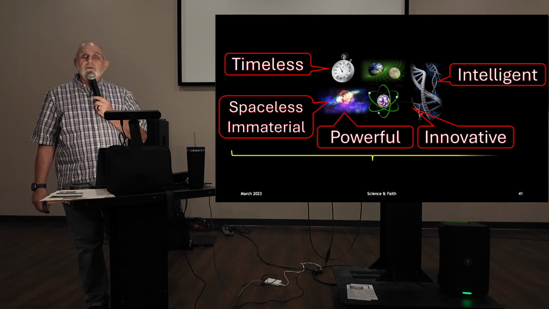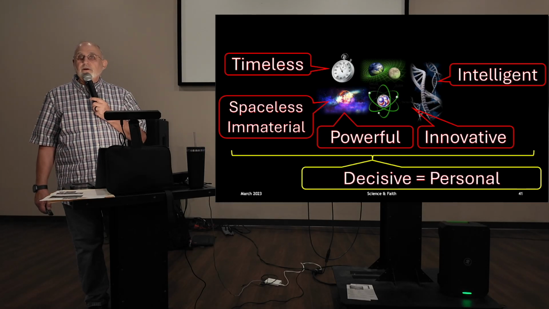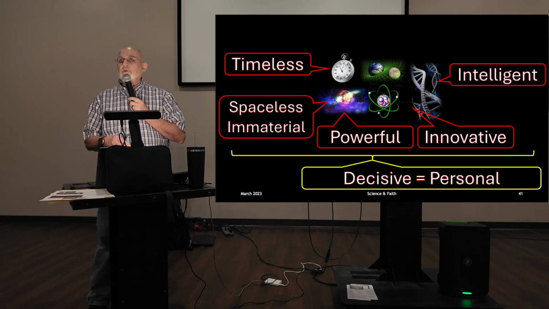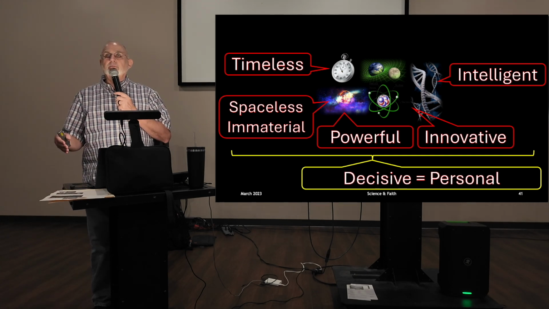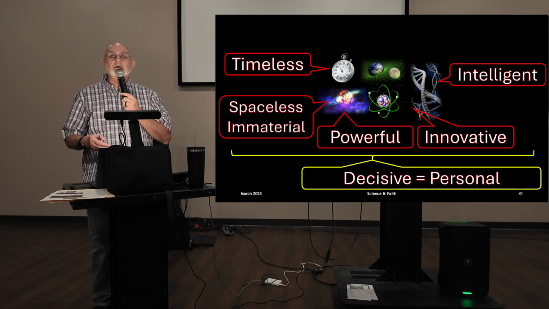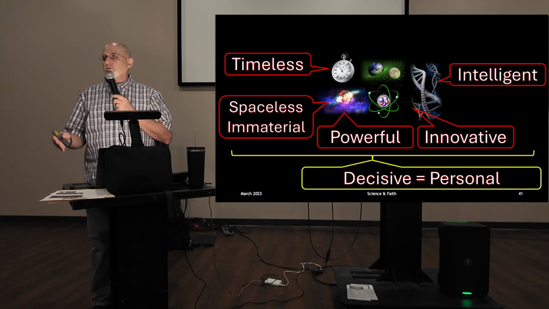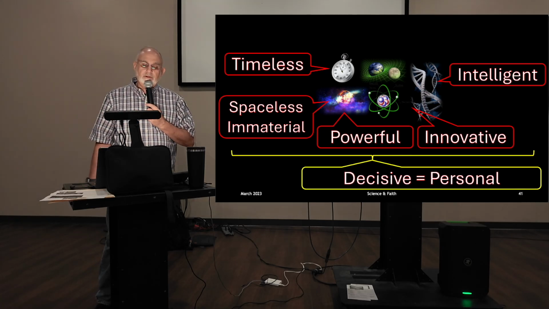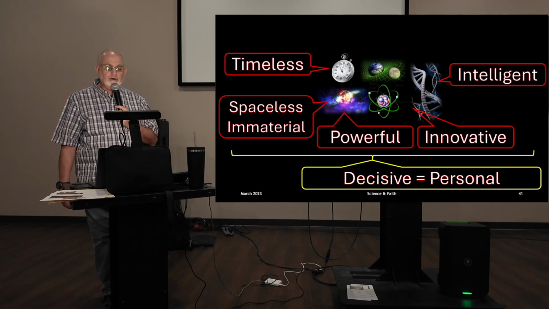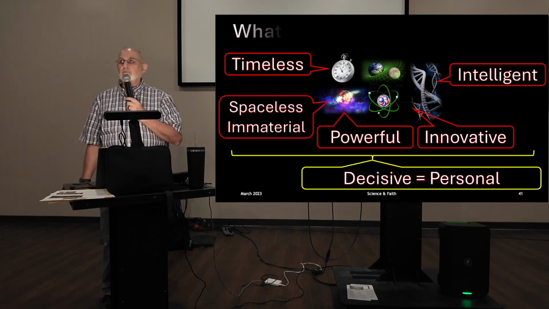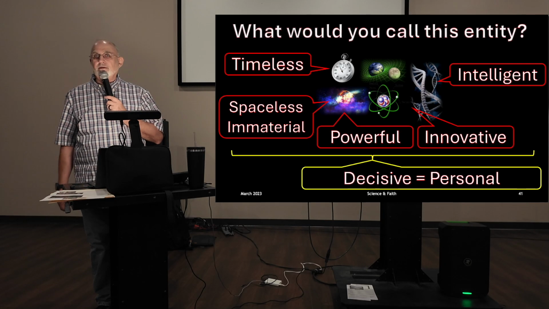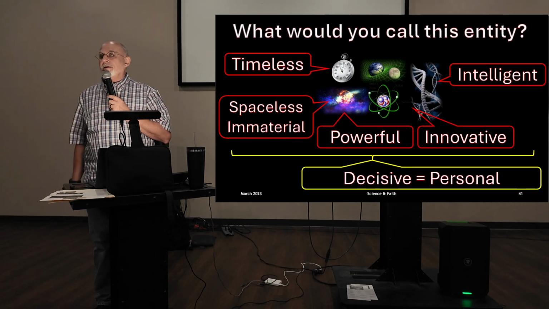And the entity that did this had to be decisive and make a personal decision. To be decisive, you have to be personal. You have to be able to think and have a will and a purpose in mind in order to do something that requires a starting point and all this intentionality. So if I was to describe to you some entity that is timeless, spaceless, immaterial, powerful, innovative, intelligent, decisive, and personal, what would you call that entity? We would call it God.